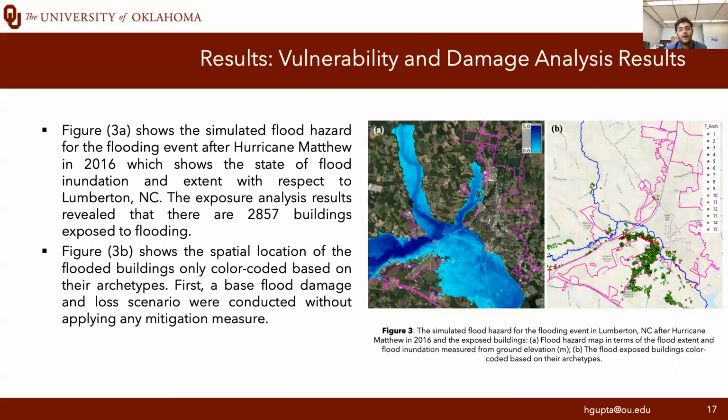And this figure depicts the simulated flood hazard for the 2016 flooding event following Hurricane Matthew, which depicts the flood inundation and extent in relation to Lumberton. The findings of this exposure analysis indicated that nearly 2,857 structures are at risk of flooding.